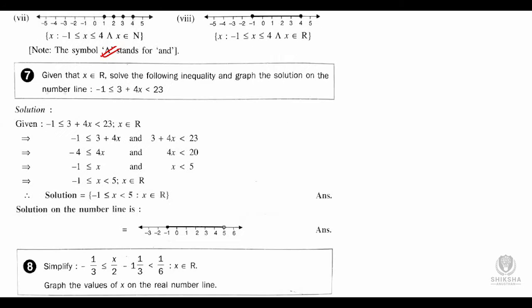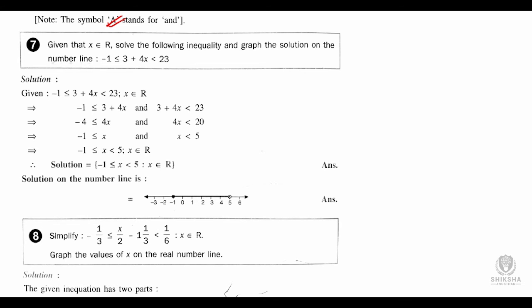Now let us solve an example. Given x belongs to R, it is given in the question that x belongs to R. Solve the following inequality and graph the solution. So let us first solve this inequality. Minus 1 less than or equal to 3x plus 4 less than 2x. So what we can do, we will break it into two parts. First these two parts, then these two parts. In the first part we solve it and we get minus 1 less than or equal to x, and in the second part we get x less than 5.